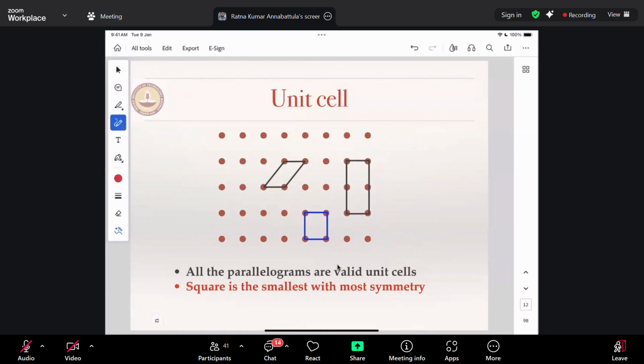So, by definition, you can construct any parallelogram in a system and that will be a valid unit cell. And of course, the square is the smallest with the most symmetry. That means, what do you mean by symmetry? We will talk about it in a moment. Okay.